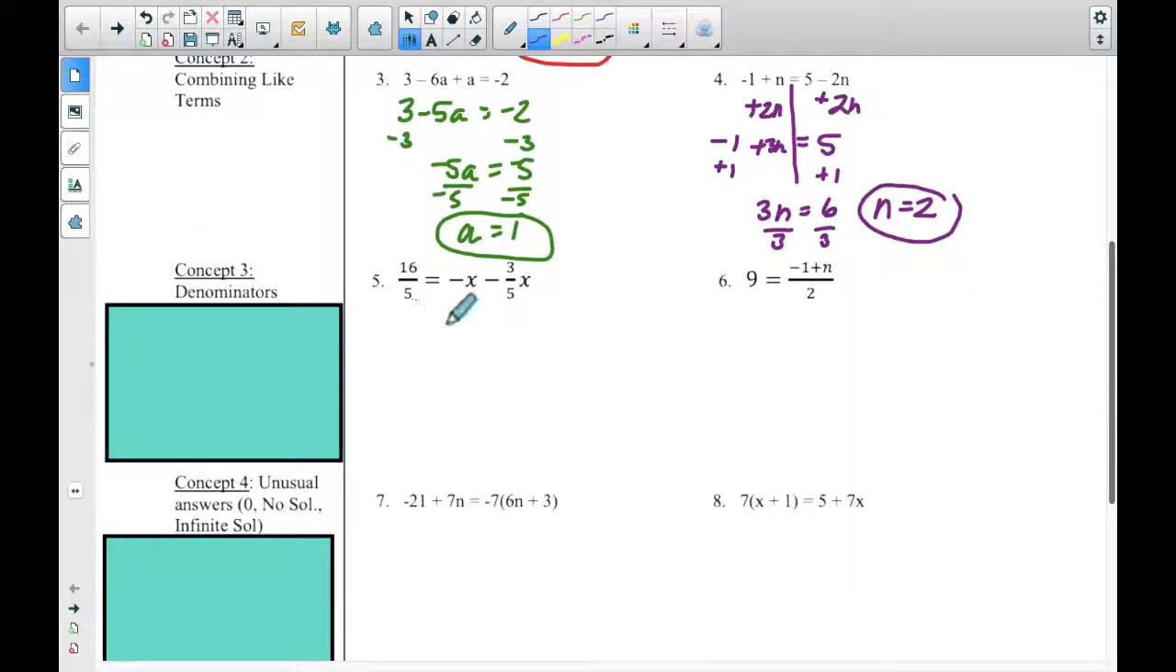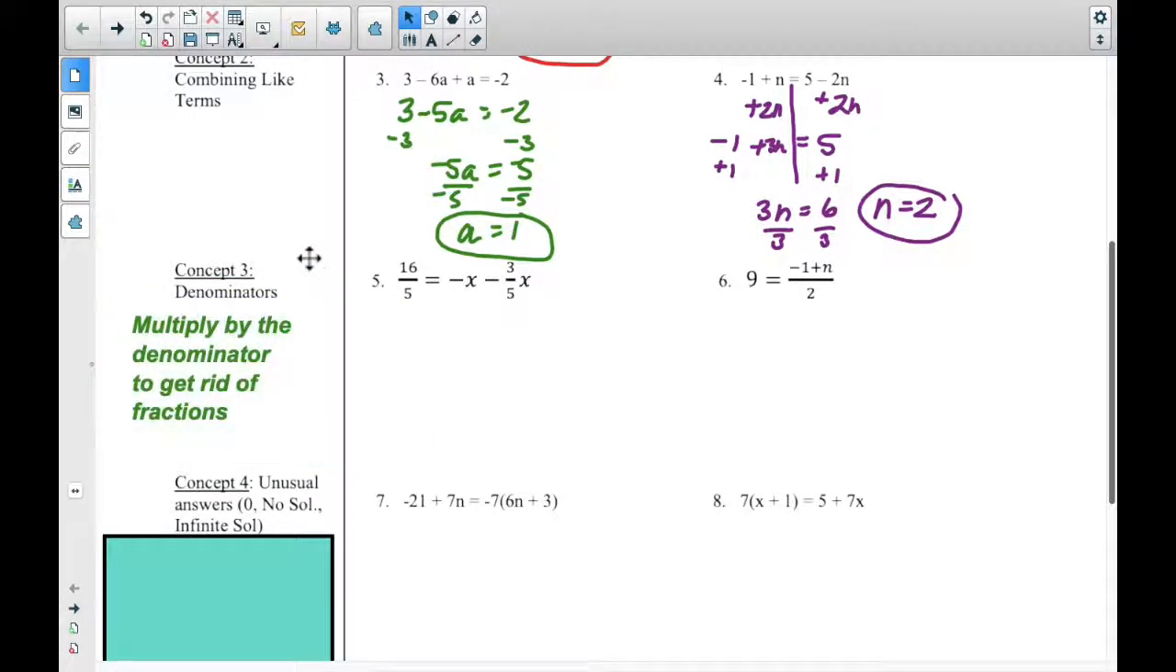Okay, numbers 5 and 6 have fractions in them. Most people don't really like dealing with fractions, so there's an easy way to get rid of the fractions. To get rid of the fractions, you multiply by the denominator. So I'm going to show you how this works. And I know that you've seen this before, but this is going to be a refresher for some of us.